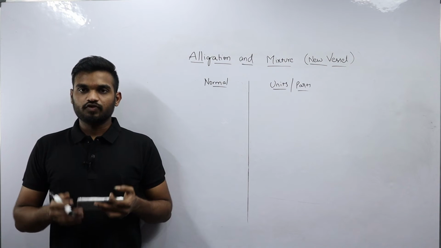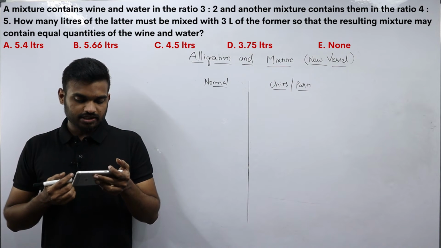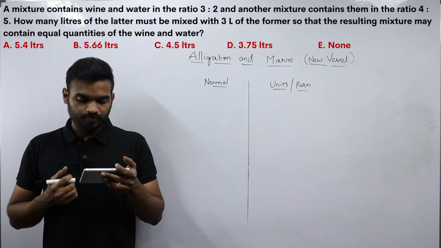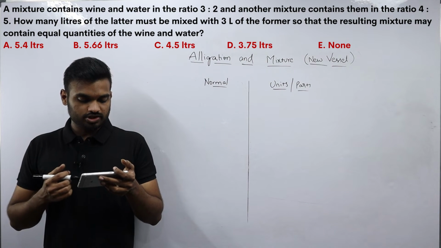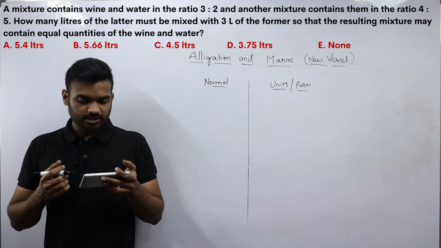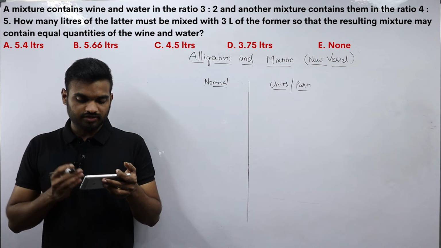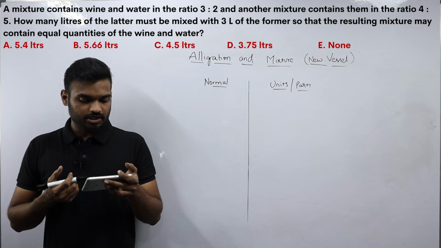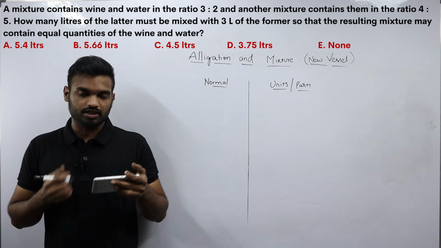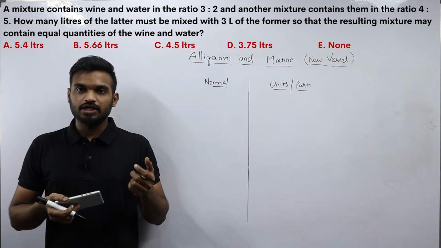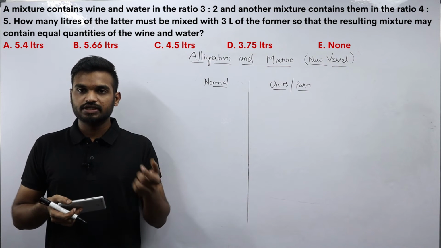Now let's see the fourth problem. They are saying that a mixture contains wine and water in the ratio of 3:2 and another mixture contains them in the ratio of 4:5. How many liters of the latter must be mixed with 3 liters of the former so that the resultant mixture may contain equal quantities of wine and water? So we need to find out how many liters of the second vessel need to be mixed with 3 liters of the first vessel.